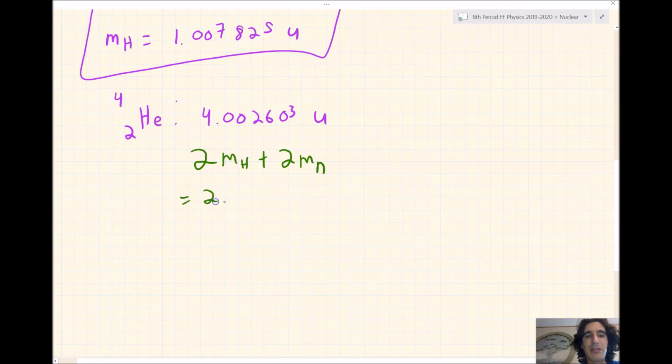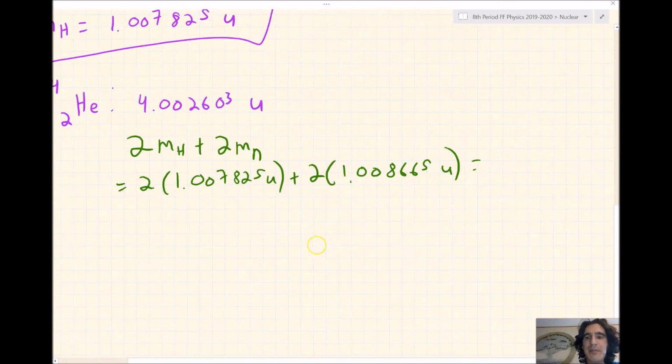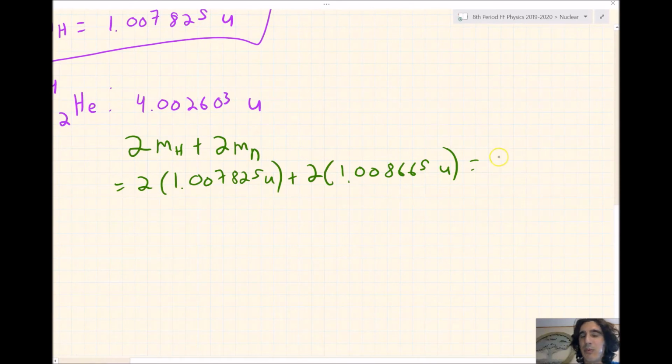So 2 times m sub h, 1.007825 universal mass units, plus 2 times the mass of a neutron, 1.008665 universal mass units. We add those together and we get 4.03298 universal mass units.